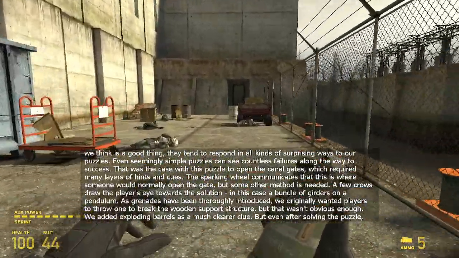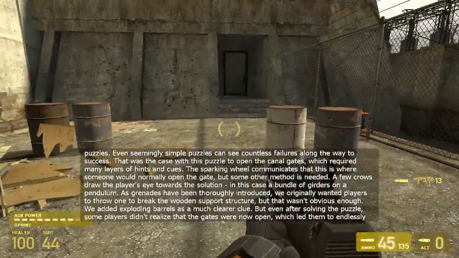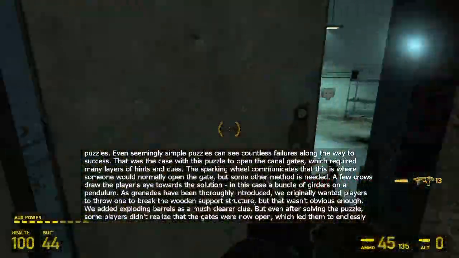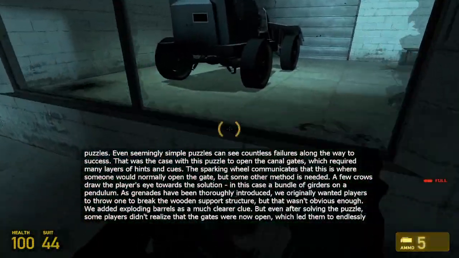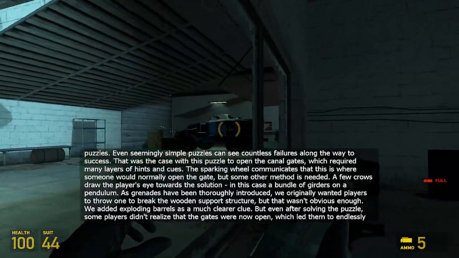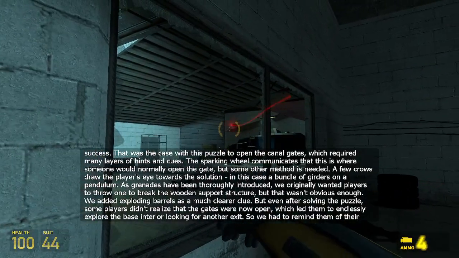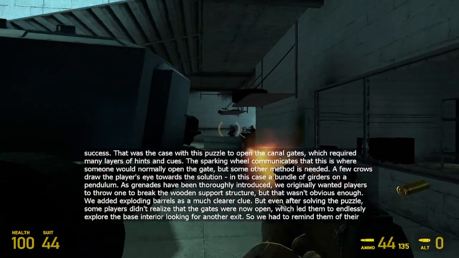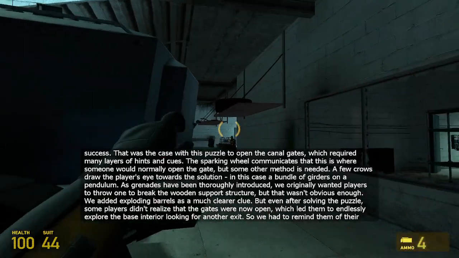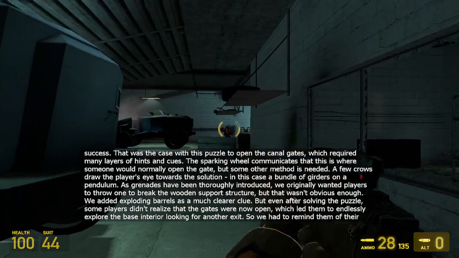The sparking wheel communicates that this is where someone would normally open the gate, but some other method is needed. A few crows draw the player's eye towards the solution, in this case, a bundle of girders on a pendulum. As grenades have been thoroughly introduced, we originally wanted players to throw one to break the wooden support structure, but that wasn't obvious enough. We added exploding barrels as a much clearer clue.